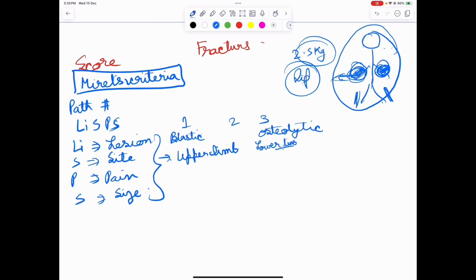Now we move on to the pain. Definitely mild pain will have lesser chances, whereas severe pain will have higher chances. Size: remember that it is less than 1/3, 1/3 to 2/3, and greater than 2/3.